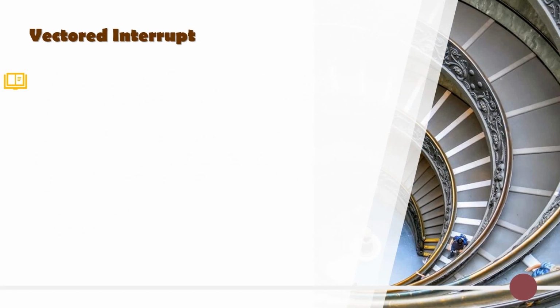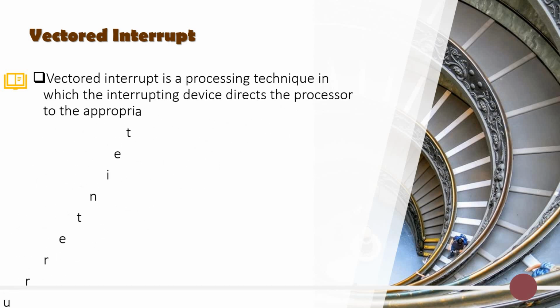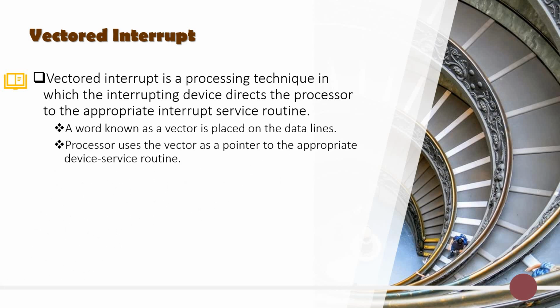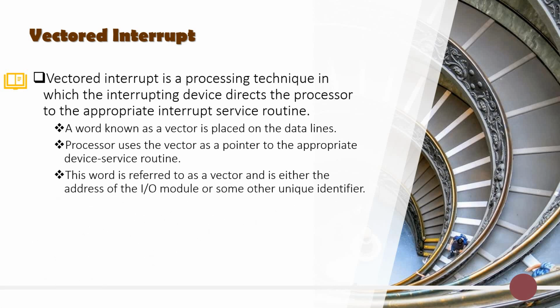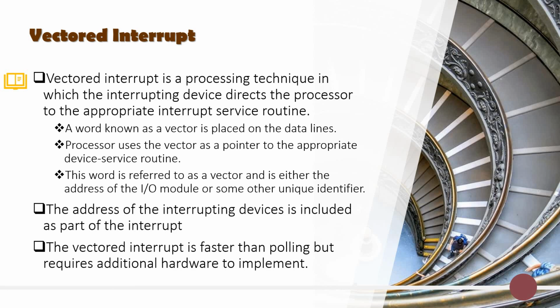Vectored interrupt. Vectored interrupt is a processing technique in which the interrupting device directs the processor to the appropriate interrupt service routine. A word known as a vector is placed on the data lines. The processor uses the vector as a pointer to the appropriate device service routine. This word is either the address of the I/O module or some other unique identifier. The address of the interrupting device is included as part of the interrupt. The vectored interrupt is faster than polling but requires additional hardware to implement.